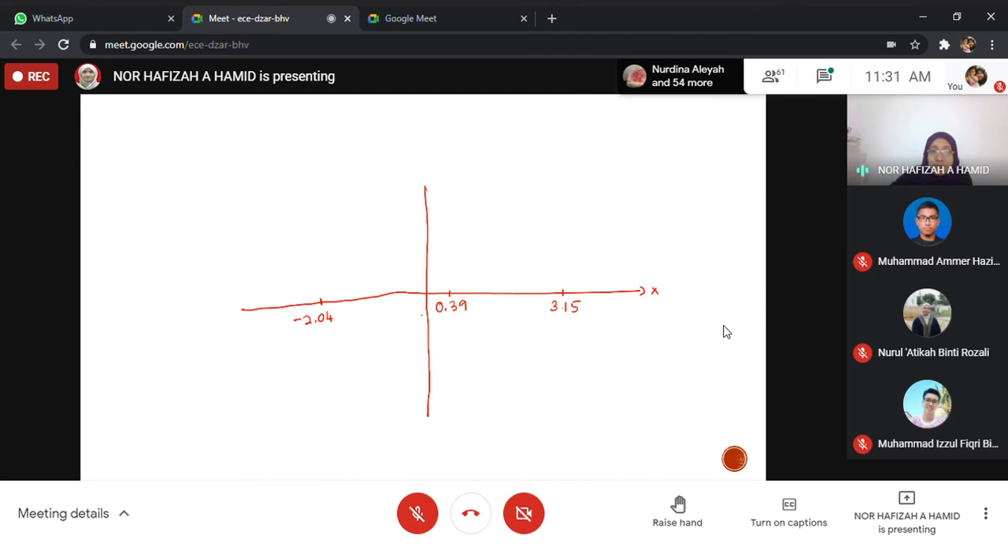Next, you plot for y intercept. Y intercept tadi you calculate dia equal to negative 5. So y intercept dia kat bawah ni negative 5. Next, you dah ada x and y intercept.